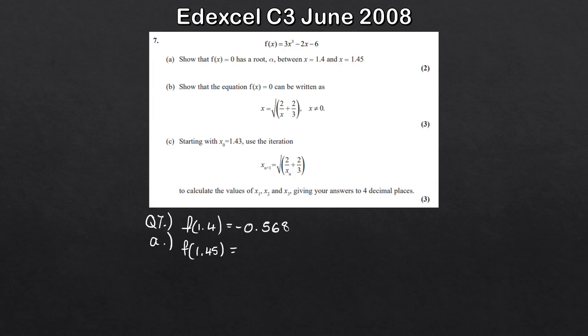Okay, so minus 0.568 for 1.4, and then substitute 1.45 into f of x again. And what you should get here is 0.245875. Okay, so therefore we have a change in sign, and f of x is continuous.